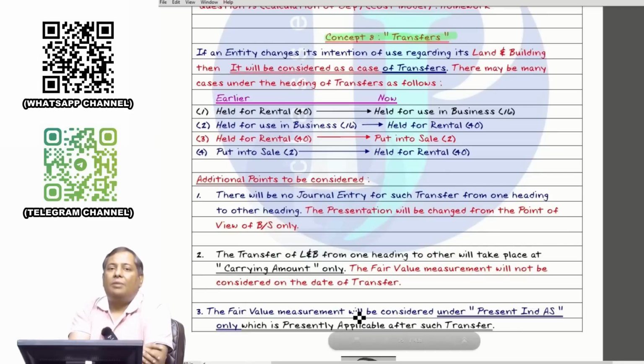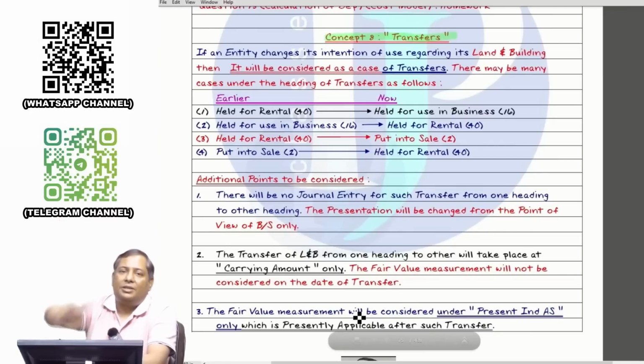First, you can transfer whenever you want to. From one Ind AS to another Ind AS, there's no entry required. Don't make any entry because the balance sheet will only have a presentation change. Take the investment property out from its heading and put it in PPE. It's related to presentation, not entry.